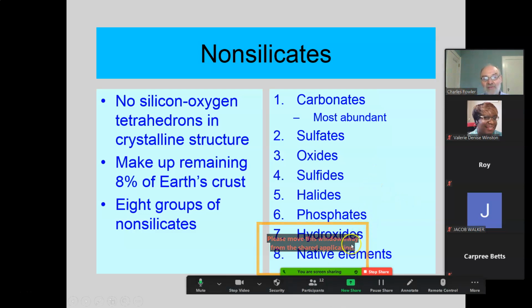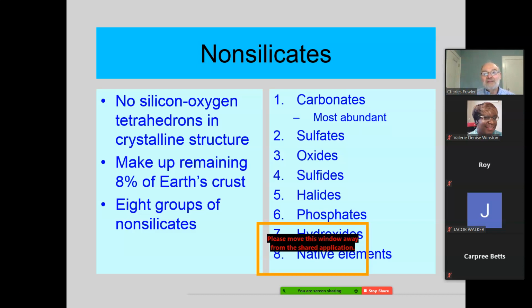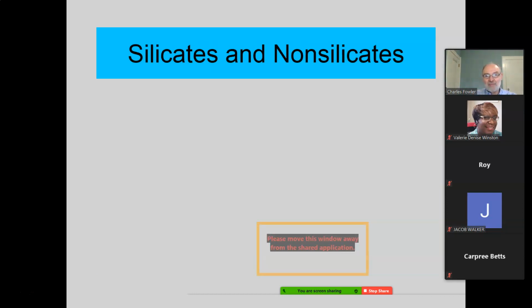And then we have what they call the native elements, which are basically the things that don't combine much with other things, like gold, silver, copper, sulfur, that are just almost pure elements. Largely pure elements. All those don't have silicons in them. 92% of the Earth's surface are silicates. Only 8% are these non-silicates. And carbonates, the most abundant, are things like your limestones. But again, limestones are rocks, not minerals, and rocks have some other mixtures. We'll get to that later in the second part.